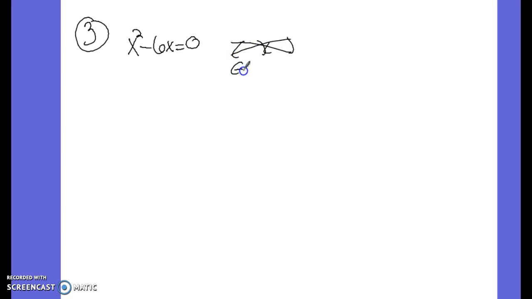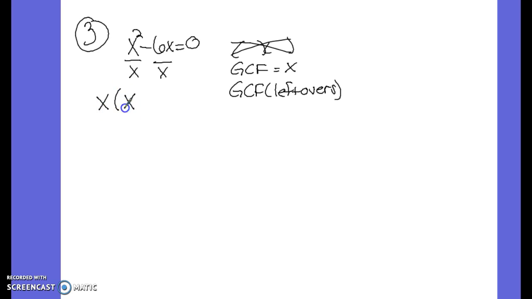So the first thing you look for is a GCF. The only other way you can factor is if it's a difference of 2 squares, which this is not. So in this case, you have a GCF of x. So remember, it's always GCF times your leftovers. So I divided by x, and I got x times the quantity x minus 6 equals 0.